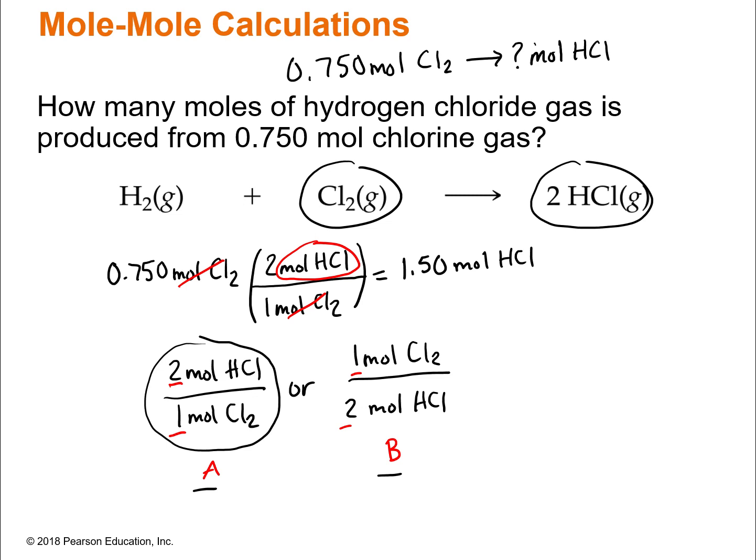When you do it all out, you should get 1.5 moles of hydrogen chloride gas. Other questions on this?